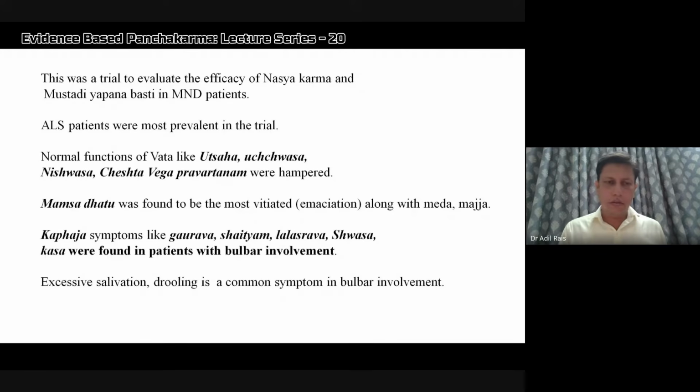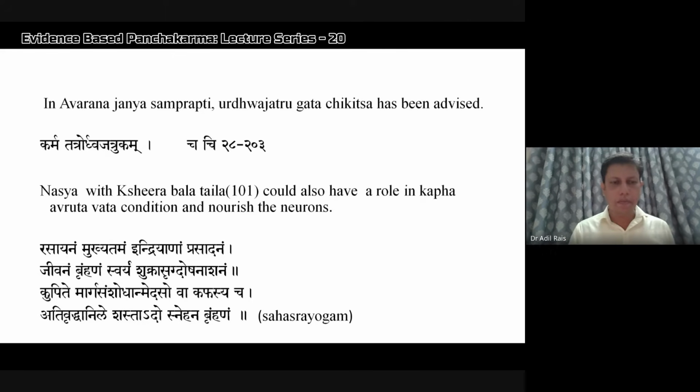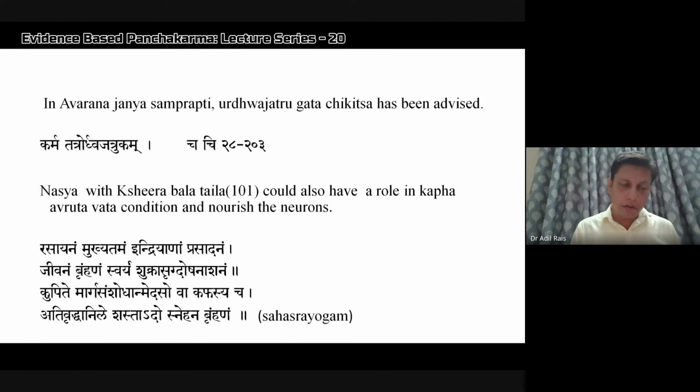Now, in Avaranjanya Samprapti, coming to the drug used in the Nasya Karma, the Avartit Sheer Balatel was used because it is considered a rasayan and has an action of Indriya Prasadanam. It is Swarre Shukrasik Doshanashanam. Its action is also related to opening of channels.